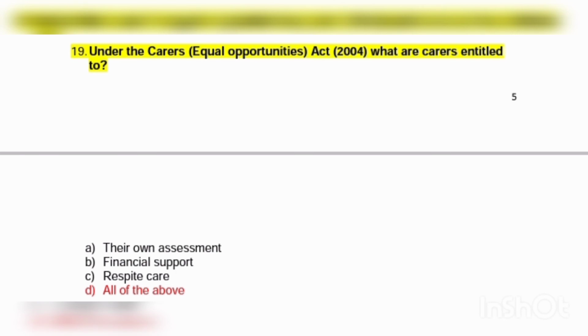Question number 19. Under the Carers Equal Opportunities Act, what are carers entitled to? Option A, their own assessment. Option B, financial support. Option C, respite care. Option D is the correct answer, all of the above.